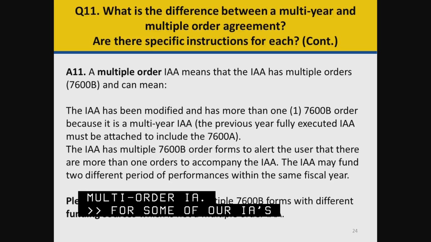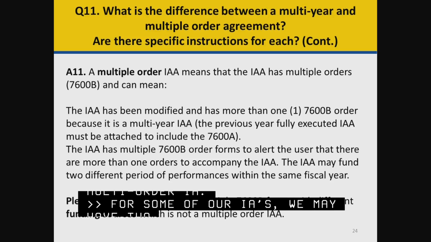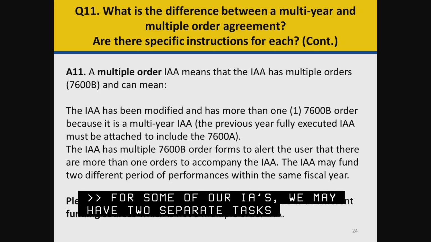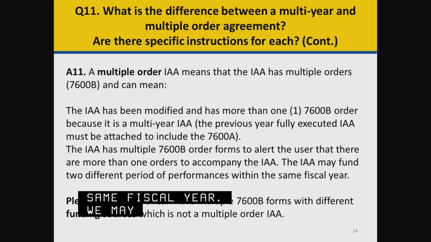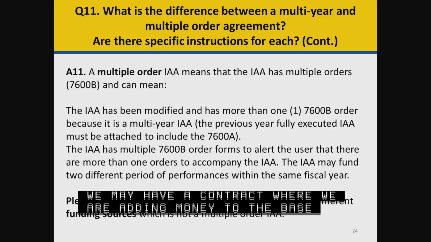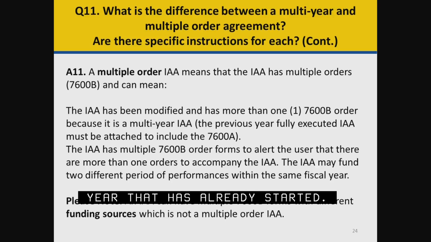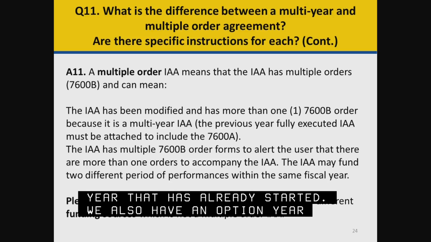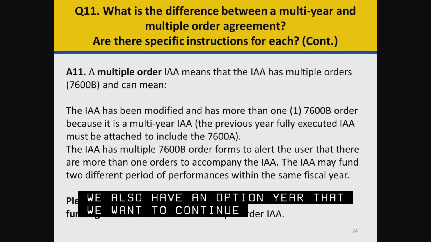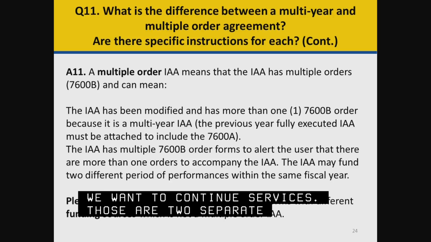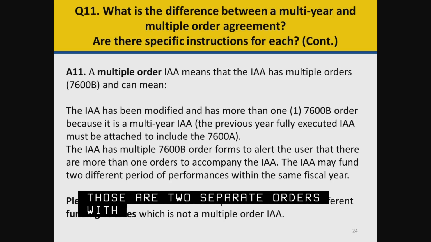So for an assisted acquisition, we may have a contract where we're adding money to the base year that has already started, but the start date will be upon final signatures to the end of the contract period of performance. But we also have an option year that we want to continue services in that's going to actually be exercised in that same fiscal year. So those are 2 separate orders. They will require 2 separate 7600B forms. They have 2 separate periods of performance. So that's a multi-order.